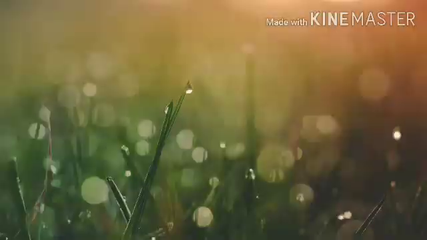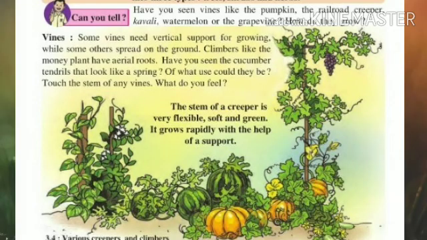Okay, now there is one more question for you all. Have you seen vines like the pumpkin, the railroad creeper, carvalil, watermelon or the grapevine? How do they grow? Okay students, I will tell you the answer. We have seen some creepers, they always grow on some support. These creepers need the support to grow. You can see in the picture also here.